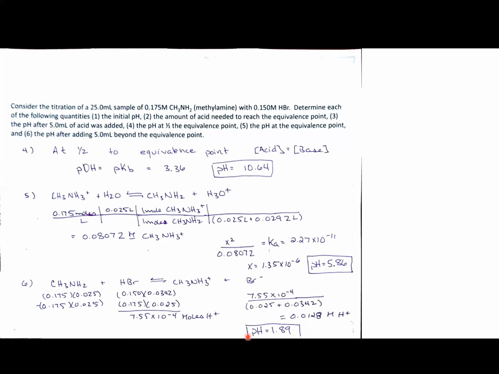Right, sorry about that. So we're at pH 1.89, and it should be a low pH because right now we're essentially just adding strong acid to a solution. But every time we do it, it's getting a little more dilute, so it's going to settle in on a number, like asymptotically approach a number.